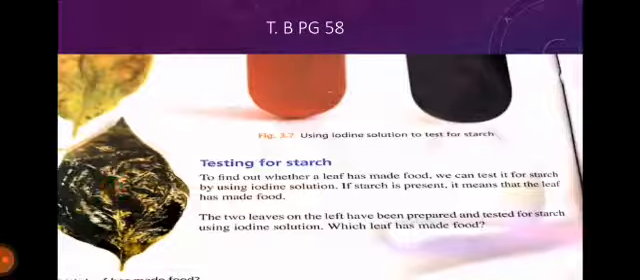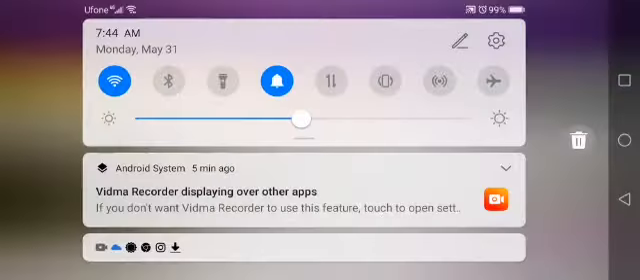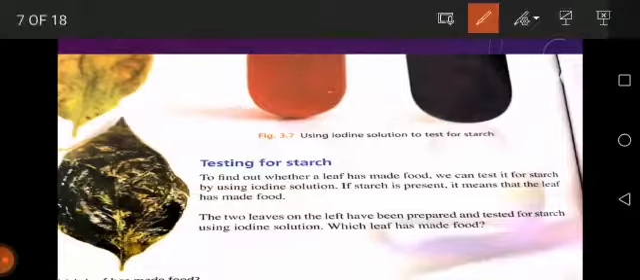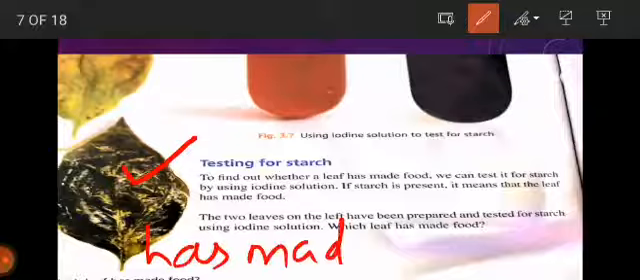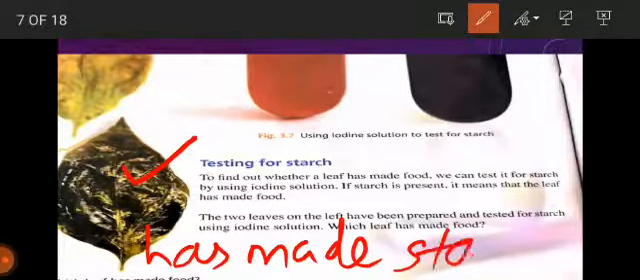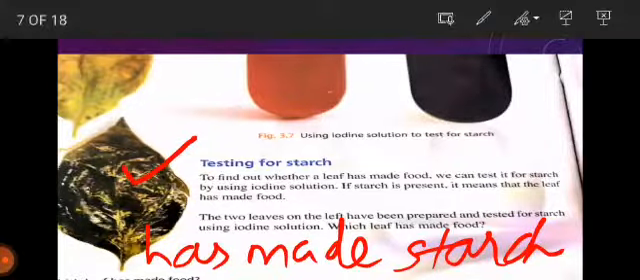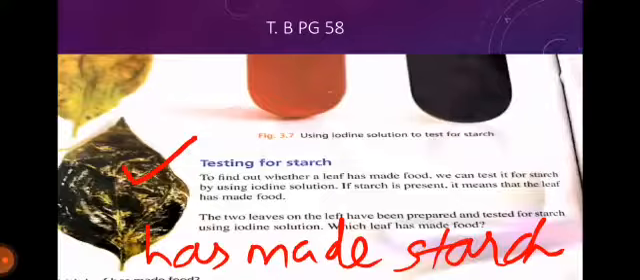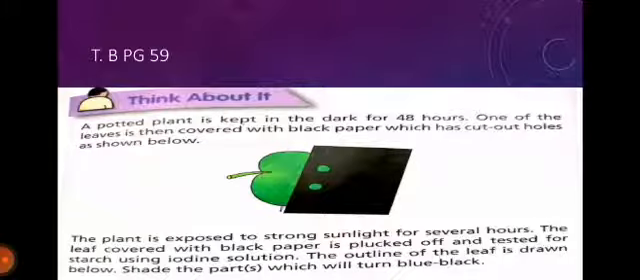Take the leaves that have made their food. Now mark the leaf that has made starch. Okay, now come to the next slide. Here in this picture, there's a think about it on your textbook page number 59. Here an experiment was done, and you can do it as well.